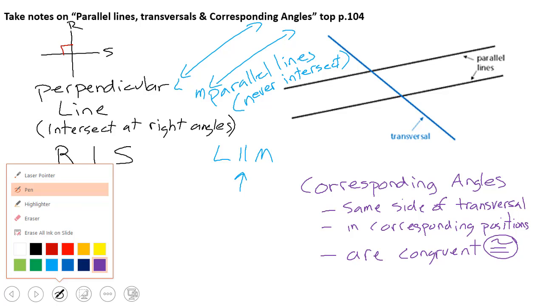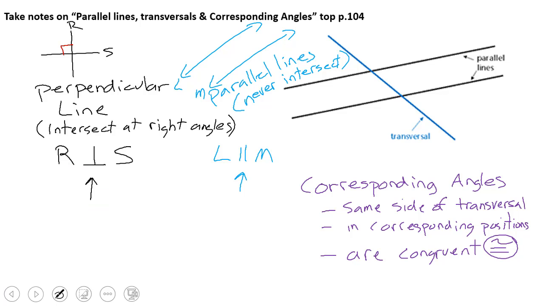So let's take a quick look. Right here, we have this angle right here, and it corresponds to this angle right there. They are on the same side of that blue transversal line. Same side, and they are in corresponding positions. If you were to visually take one and put it on top of the other, they are in corresponding positions. We also have this angle here, and this angle. They are on the same side of the transversal, and they are in corresponding positions.